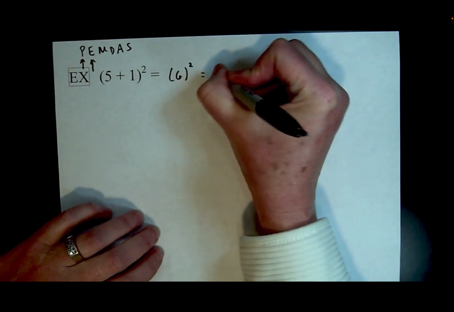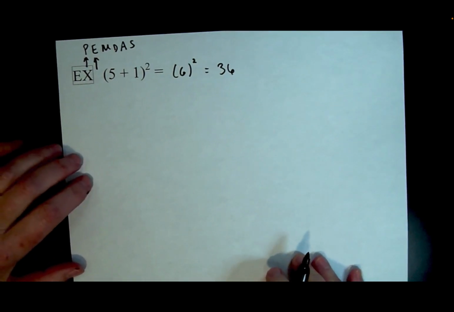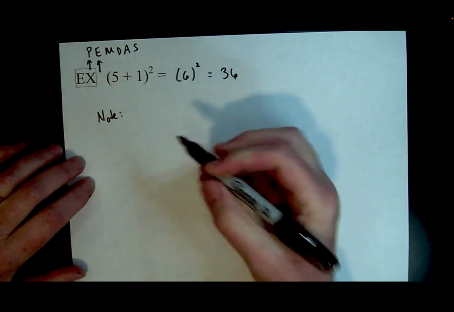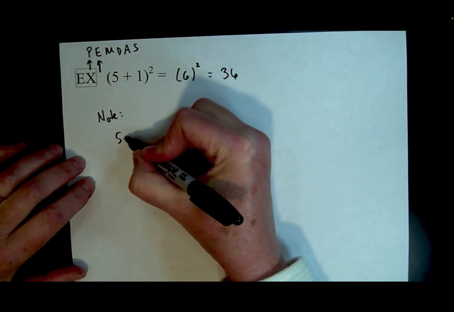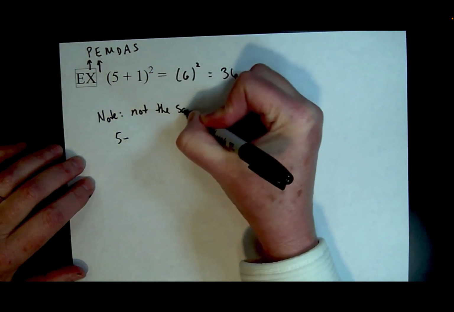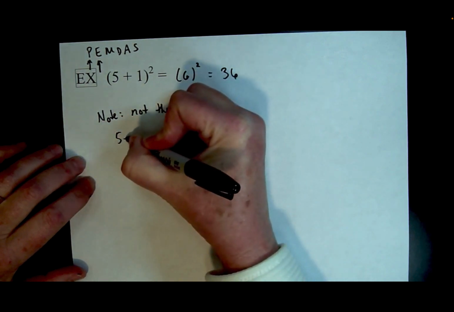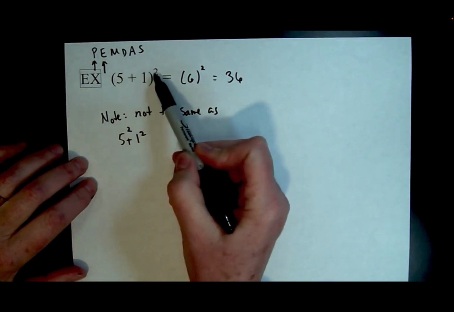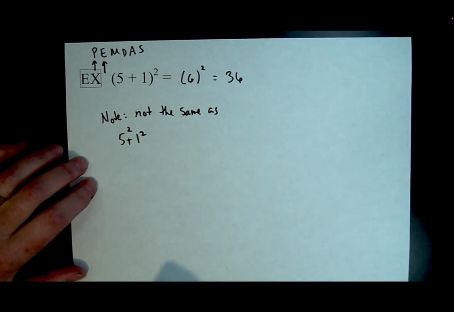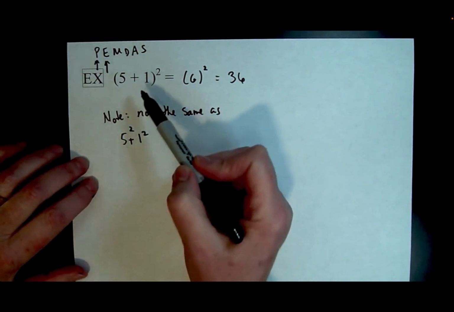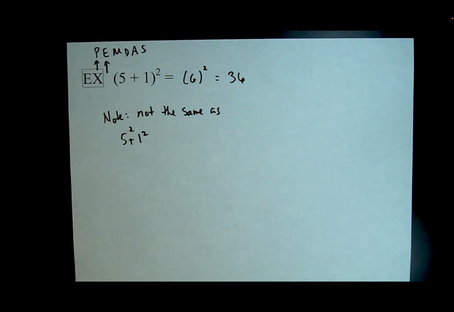6 squared is 36. And the error I want to point out, hopefully you won't make, please note that this is not the same as if I did 5 squared plus 1 squared. Okay, sometimes people want to put the 2 in on the 2 terms there, and they think of it as distributing, but this is not the distributive property. There's no distributive property for exponents.